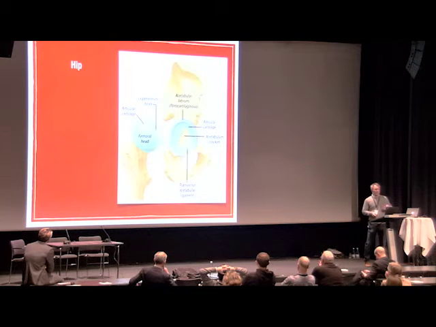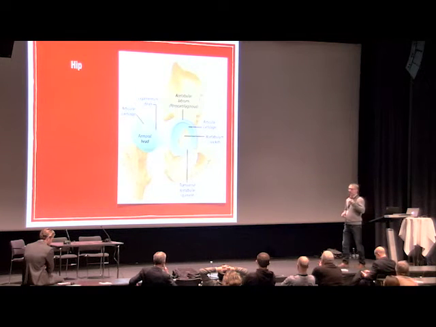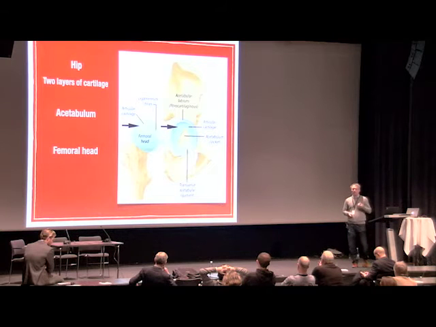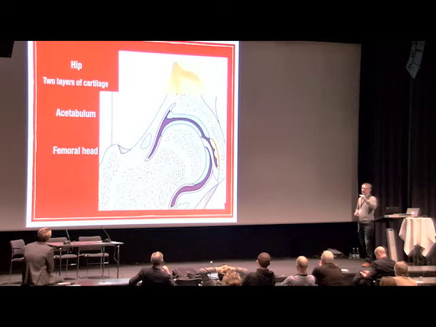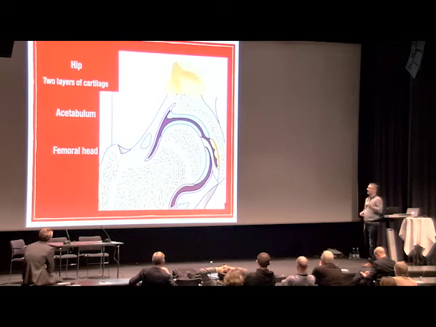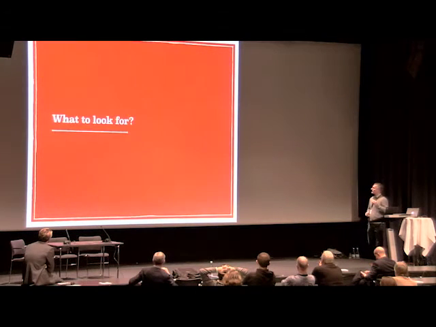When you look at the X-rays, you see 2 layers of cartilage. You have the cartilage in the acetabulum, and you have the cartilage on the femoral head. That's what you see on the X-rays, or you don't see on the X-rays. These 2 layers of cartilage form the space on the X-ray and in the joint.